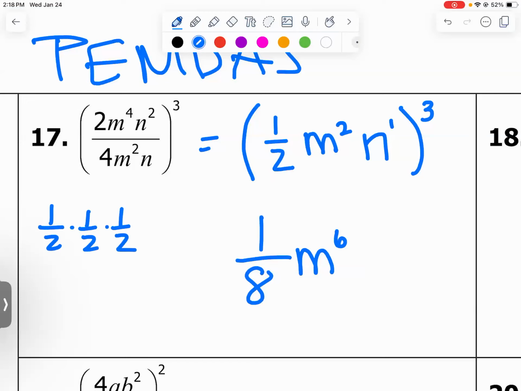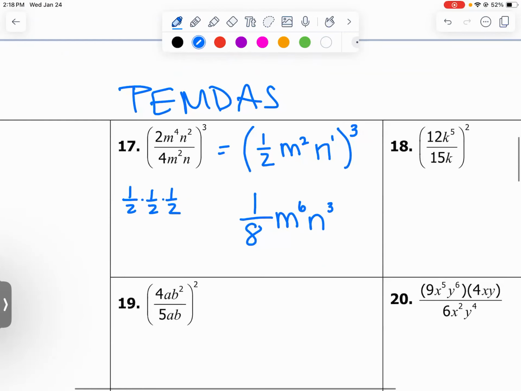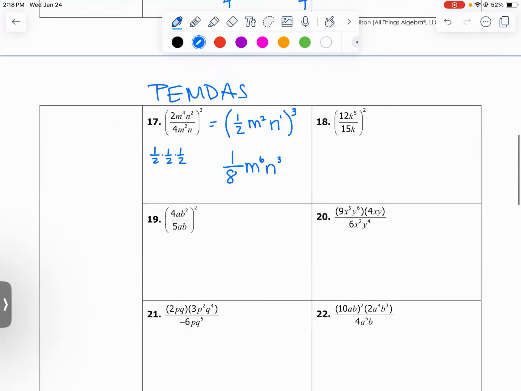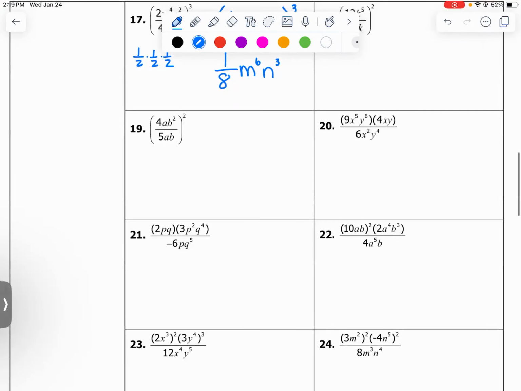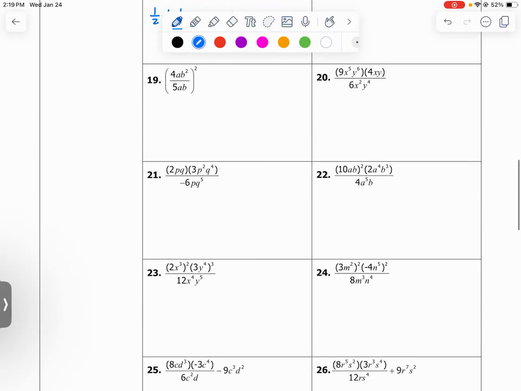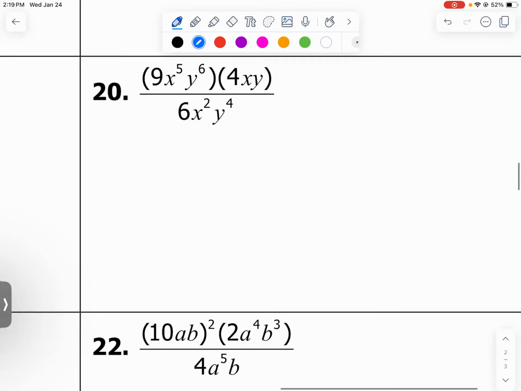The more rules we introduce, the more we have to keep these things straight. And then n to the first raised to the third, our exponent is going to be 3. Okay, we are going to do 2 more problems. Go to number 22.